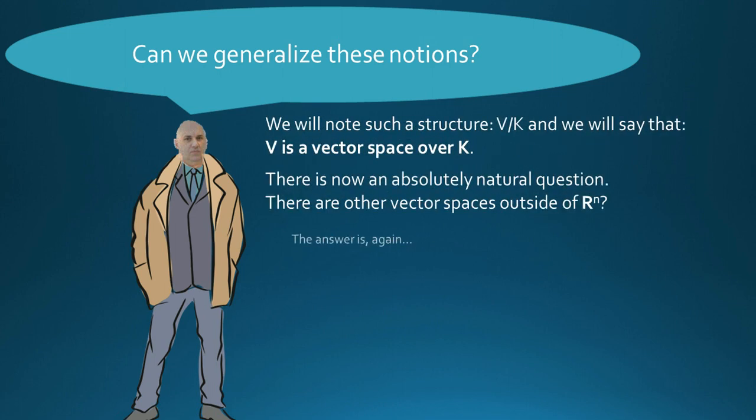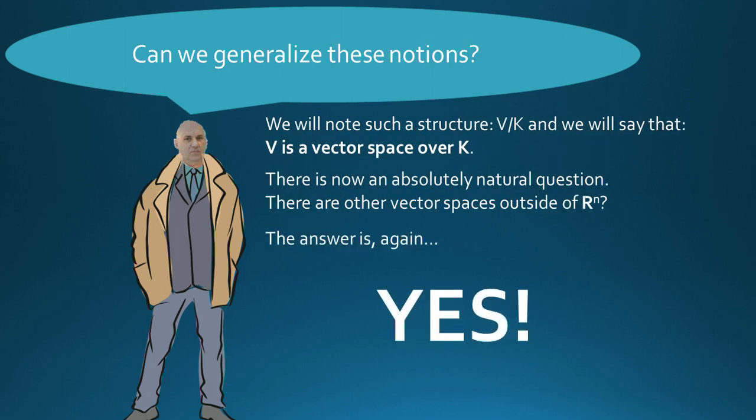We will note such a structure V over K, and we will say that V is a vector space over K. There is now an absolutely natural question. Are there other vector spaces outside of Rn? The answer is again yes.